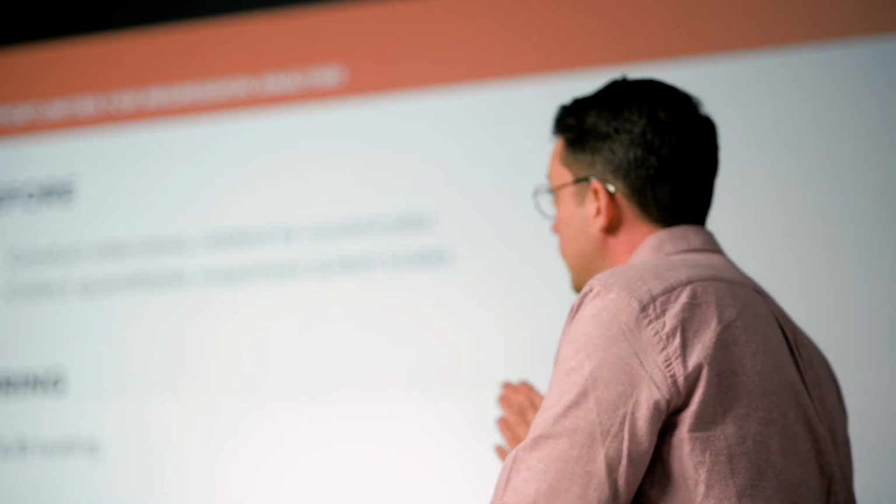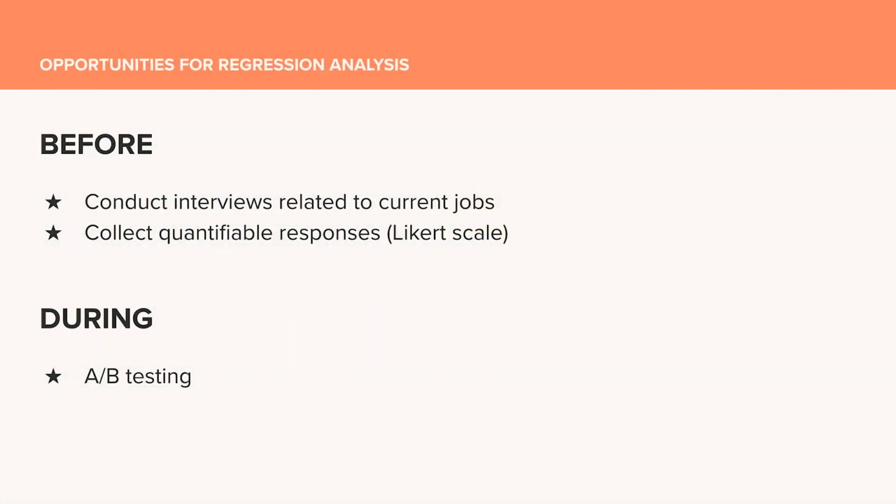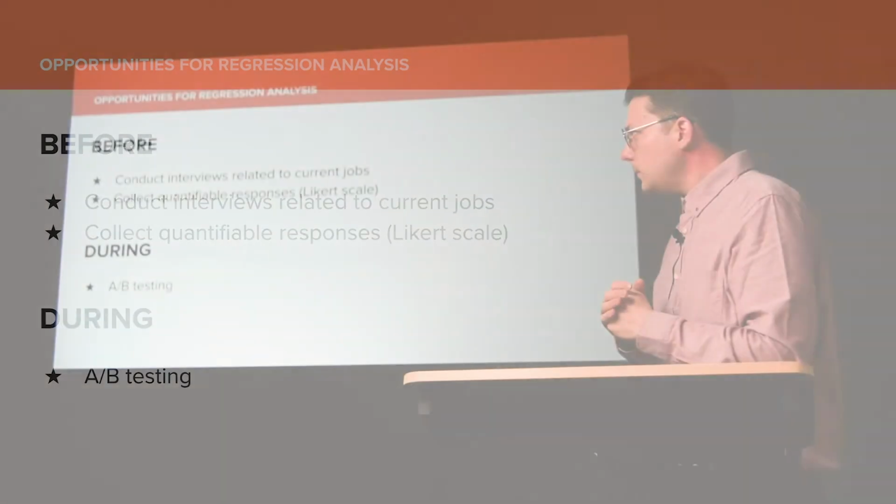So here are some opportunities for regression analysis. At the beginning of a process, we might be able to conduct some interviews related to the current jobs that people are doing, establish a Likert scale, the things that are satisfying to them, things that are dissatisfying to them, and then we can collect all of those quantifiable responses and produce a linear regression from that.